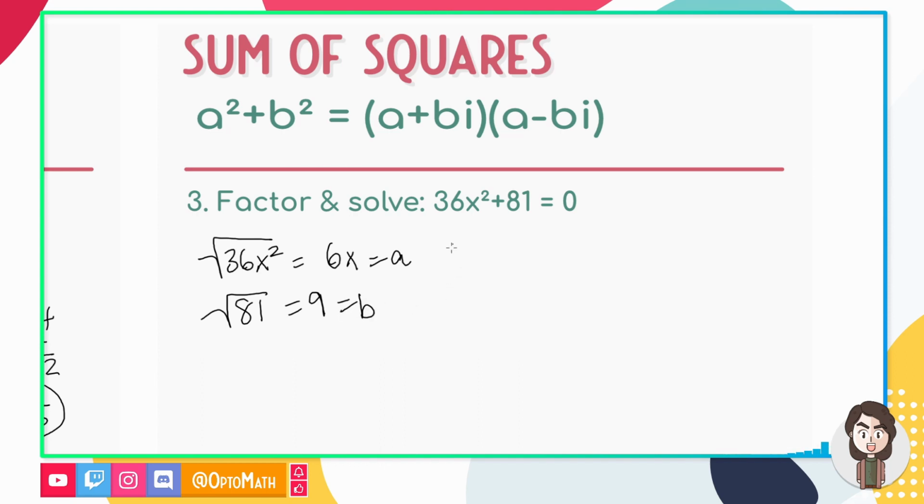And now we just put it into our pattern. 6x plus 9i, 6x minus 9i. And again, we know it's the one with the i's because of this plus, the sum of squares. And that still equals 0. Set each factor equal to 0.